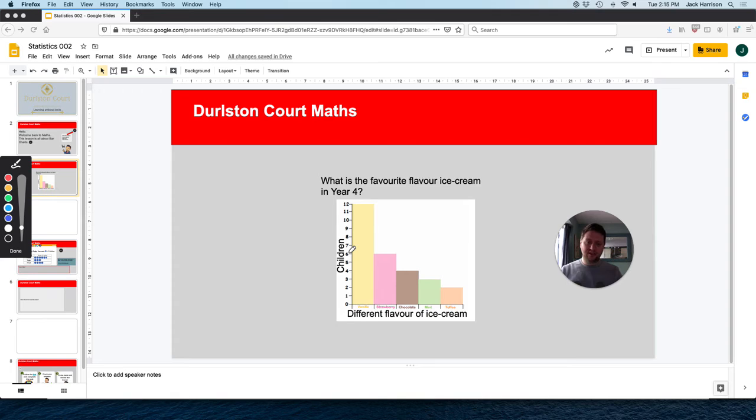It might be that we ask the whole school what their favourite flavour ice cream is, or maybe we even ask the whole of Barton what their favourite flavour ice cream is. If the data is that big, then we'd need a different vertical axis with different values on to be able to collate all that data together.